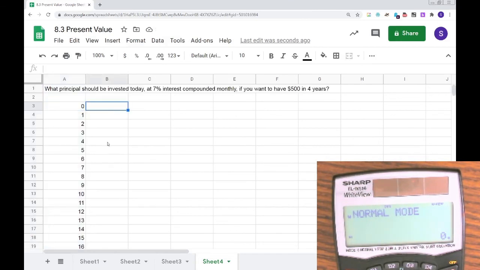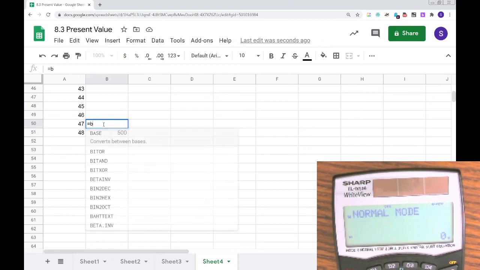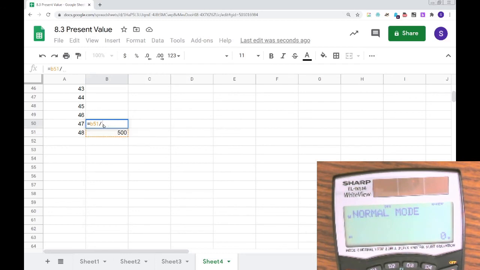I'm going to start at 5. So the starting value is going to be here, but we know that our final value has to be 500. So we're going to work backwards, and what we want to do is take that $500 in B51, and we're going to divide it by not 7%, but 7% divided by 12 because it's monthly.